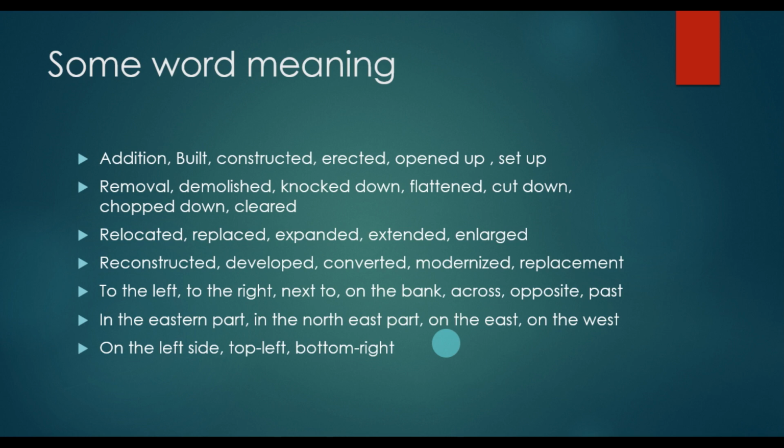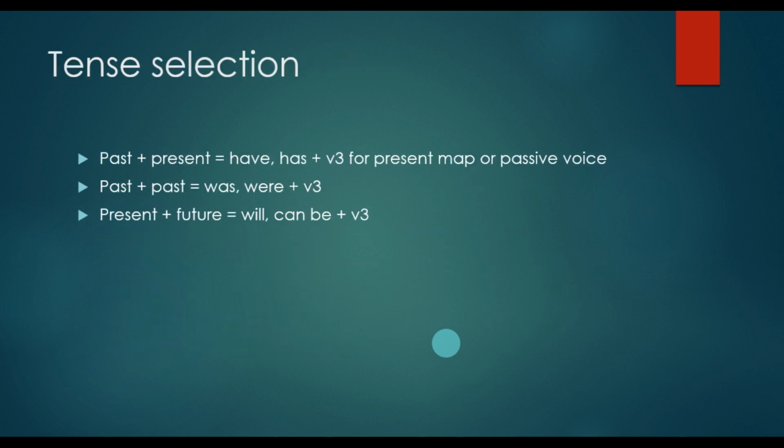In the case of a compass, you may use in the eastern part, in the western part, in the northeast part, on the west, on the east, on the south, on the north. So this is the vocabulary.